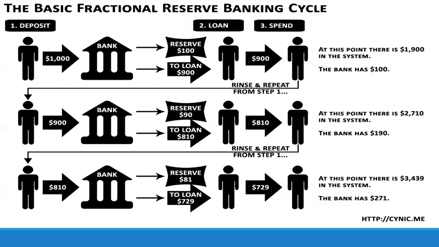So you can look at it here again. So $1,000 deposit, you'll notice 900 to loan, 100 to reserve. So we have the spending 900, and then you just keep going and going and going. So you'll notice that at this point there's $1,900 in the system. The bank has 100. At this point there's $2,710 in the system, and the bank has 190. And then at this point there's $3,493 in the system, and the bank has 271 as we go through this process. So that's how fractional reserve banking works out. You can take that money amount, and you know that reserve requirement, and you can start figuring out real quick with a money multiplier how much money that's going to generate.